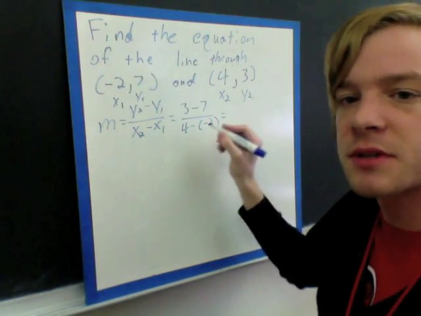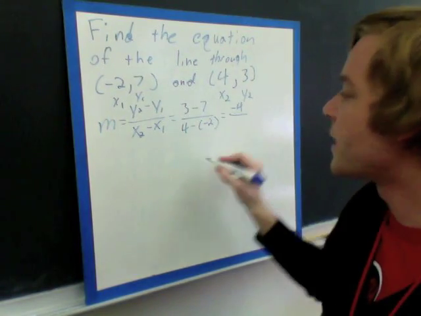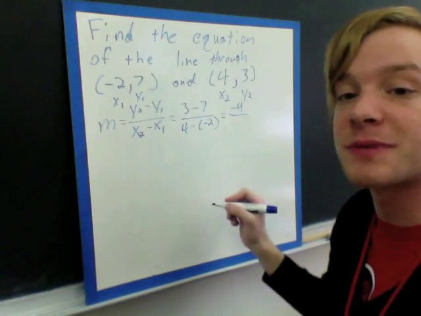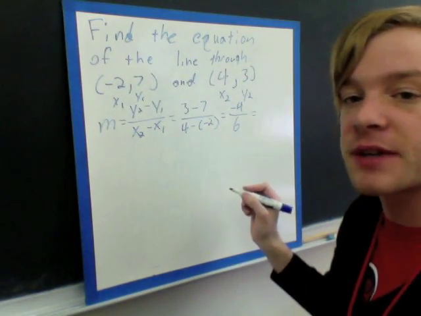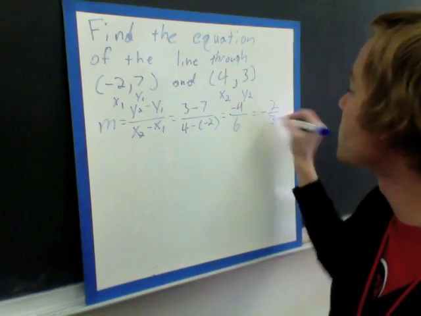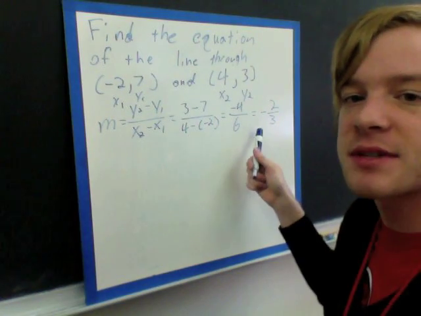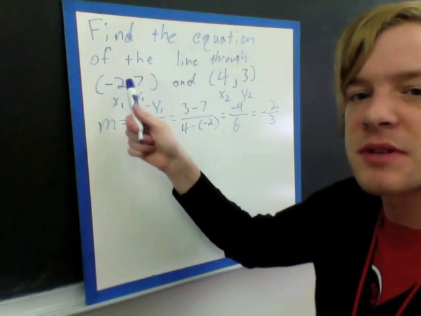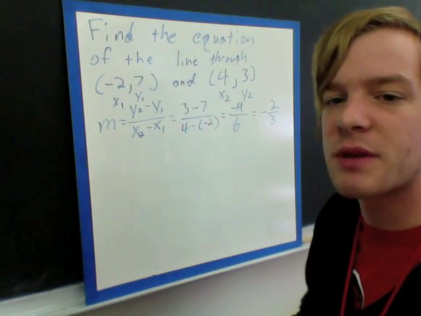Three minus 7 gives us -4. And 4 minus -2 is the same thing as 4 plus 2, which will be 6. This will simplify to -2/3. Like so. So I'm going to take this m, and let's pick this first point here, (-2, 7), to plug into our y equals mx plus b.